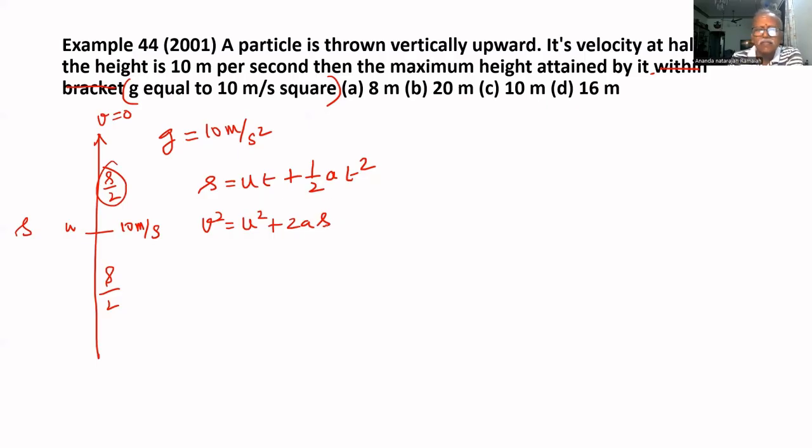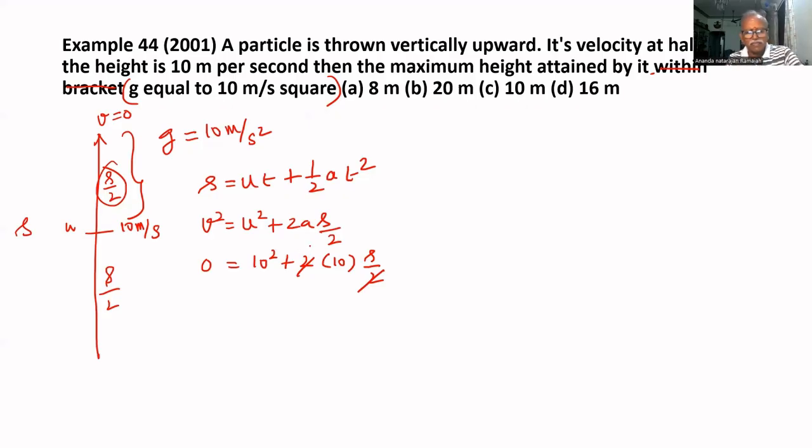S is asked, so we'll find the s. Here we are doing for this part. That's why s equal to s by 2. Now we'll find v equal to 0, u equal to 10 meter per second. 10 square plus 2 a equal to 10 s by 2. The 2 is getting cancelled. Therefore, here it is going upward.